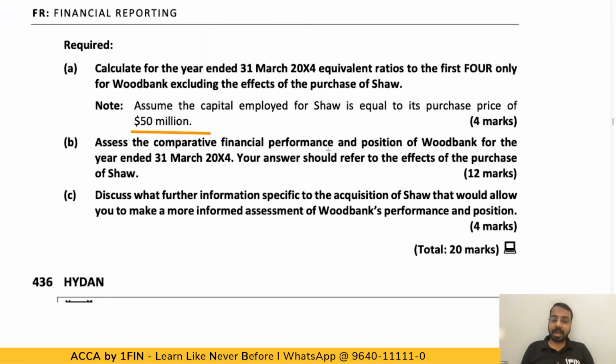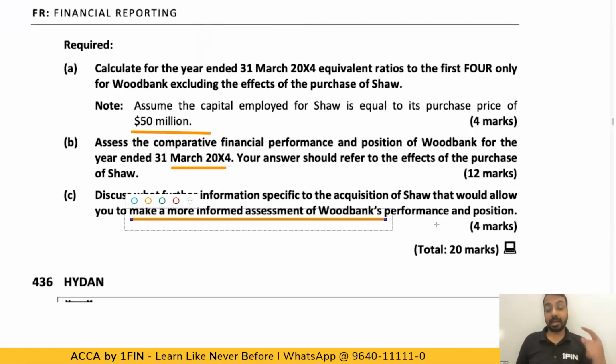Then, assess the comparative financial performance and position for Wood Bank for the year ended 31st March. Your answer should refer to the effects of the purchase. Discuss the further information specific to acquisition of Shaw that would allow you to make a more informed assessment of Wood Bank's performance. So, first, calculate the revised P&L, which we have already done in the class. Second, compare and comment with respect to the subsidiary's acquisition. And third, what further information specific to the acquisition of Shaw would allow you to make a more informed assessment?